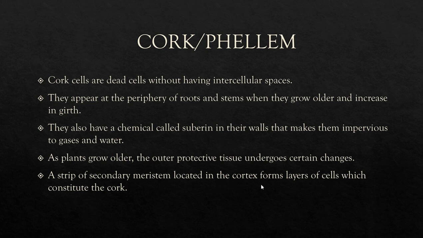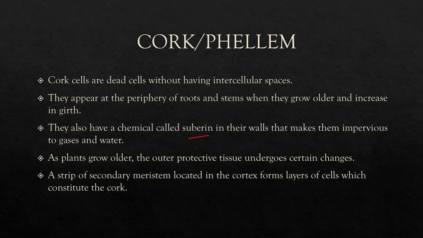Cork cells are dead cells. They do not have intercellular spaces. They appear at the periphery of root and stem. As the plant gets older, it increases in girth. That means it is a kind of secondary growth. They also have a chemical called suberin in their cell wall that makes them impervious, that is resistant to gases and water. Impervious means not allowing water and gases to come in and go out.